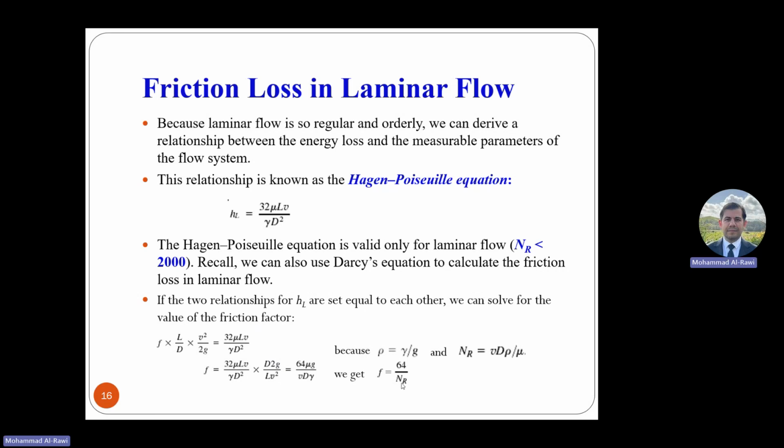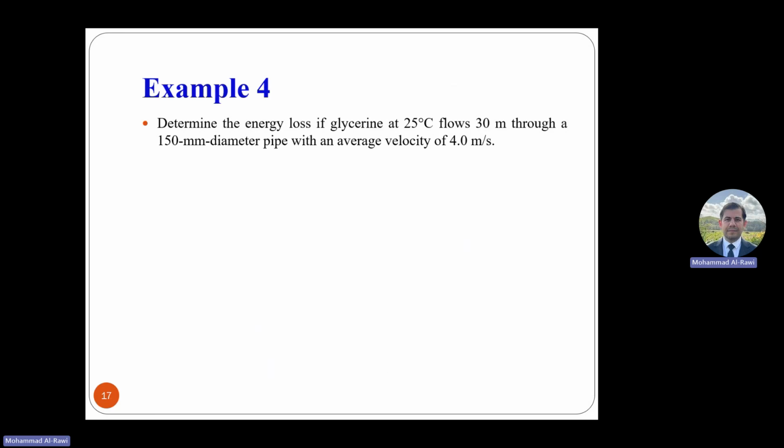In this equation, you can see the Moody chart very clearly, and I'm quite sure you've seen it when we did the scripting in applied computation modeling in MATLAB. Let's see an example for it. Determine the energy loss if glycerine at 25 degrees Celsius flows 30 meters through a 150 millimeter diameter pipe with an average velocity of 4 meters per second. So here you have the material properties. You can obtain that from the appendix.